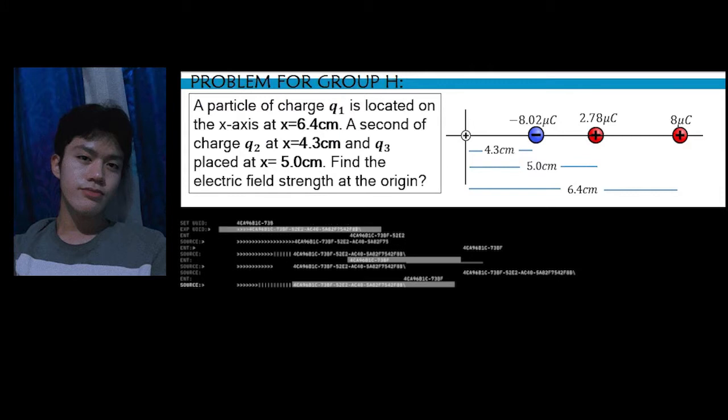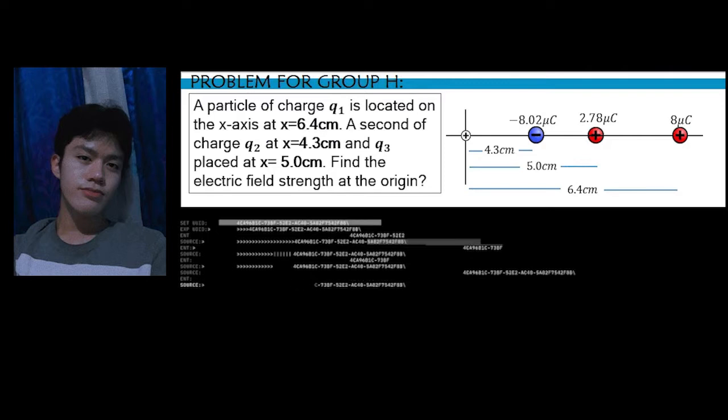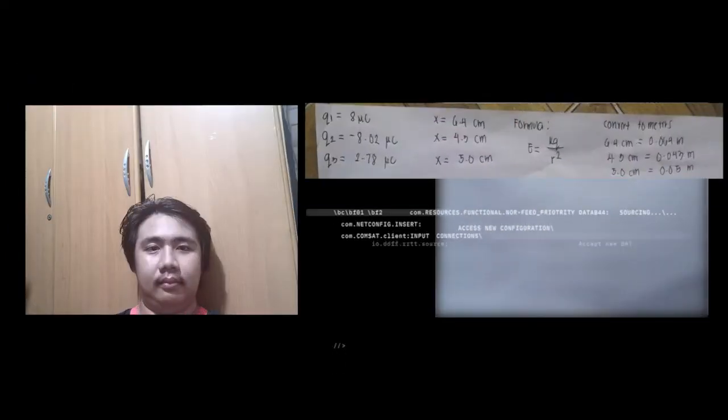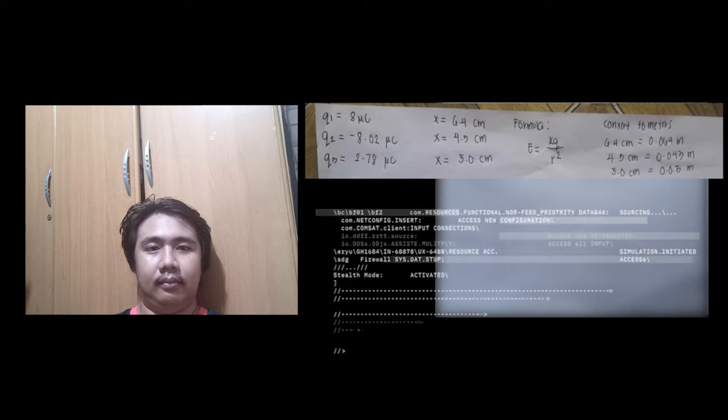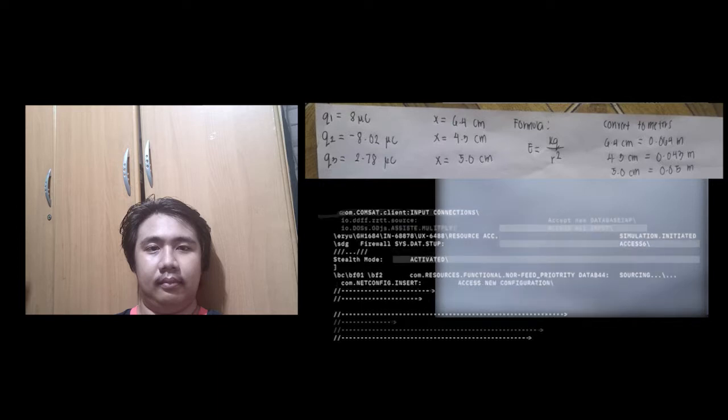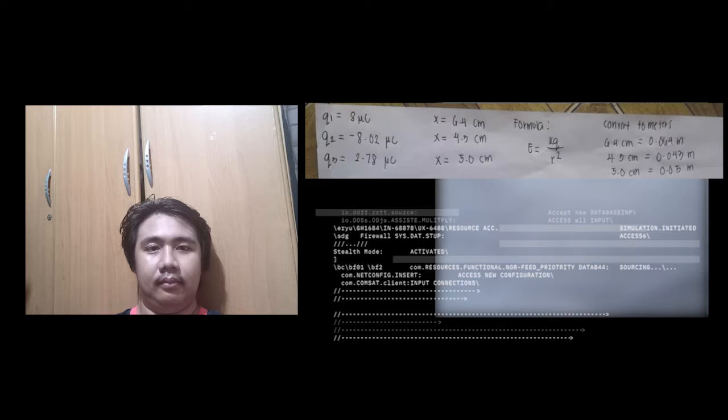So the next reporter will be Mr. Rebello. He will determine the given and also will convert the distance from centimeters to meters. So the given of the problem, the first charge is 8 microcoulomb and its distance is 6.4 centimeters. The second charge is negative 8.02 microcoulomb and the distance is 0.43 centimeters. The third charge is 2.78 microcoulomb and the distance is 5.0 centimeters.